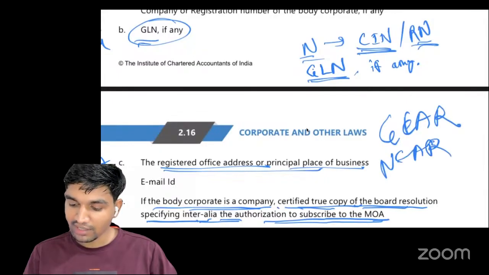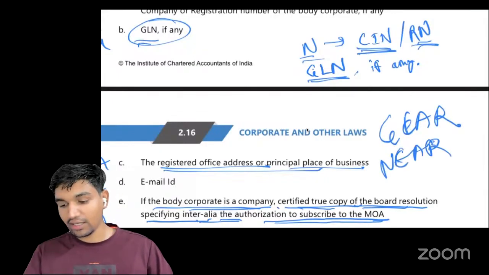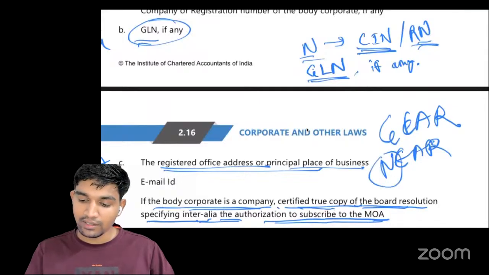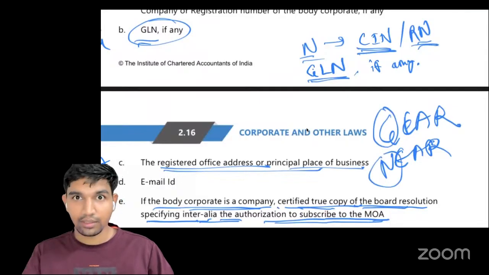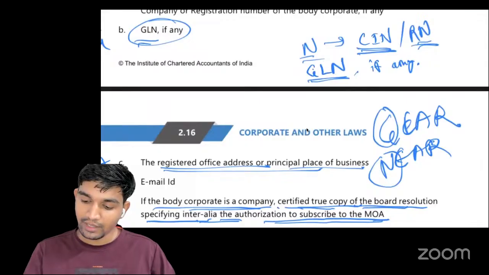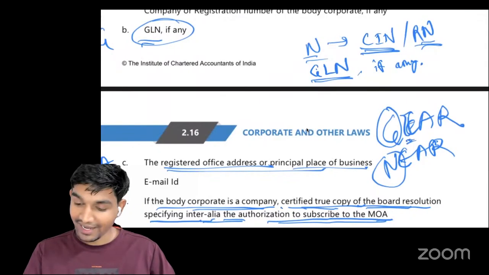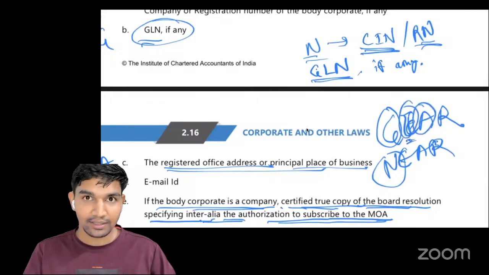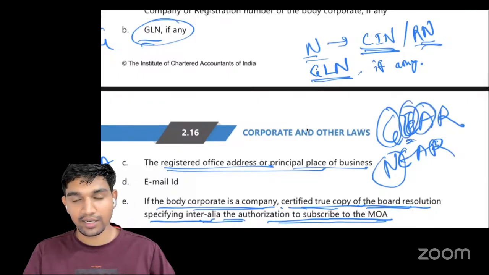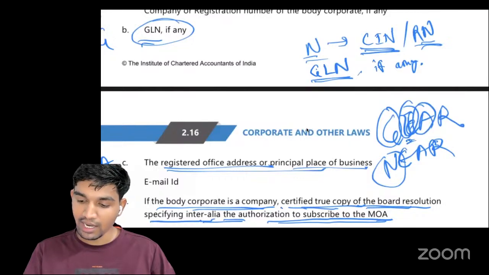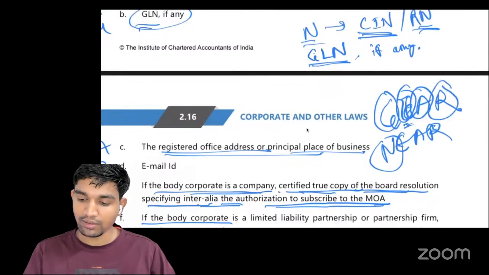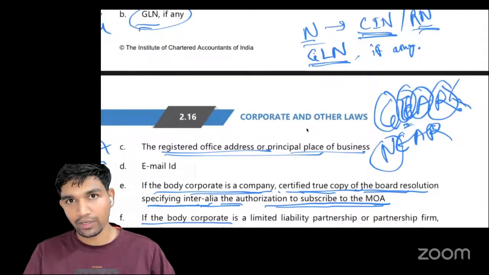You can keep in mind that's NGEAR. N is for name, G for GLN, global location number, E for email ID, and A for address, the registered office address or principal place of business, and R for resolution. If it is a body corporate, then the resolution authorized by the board of directors.